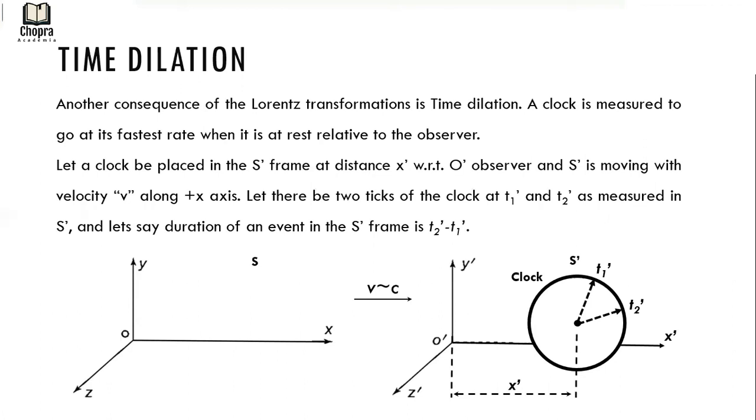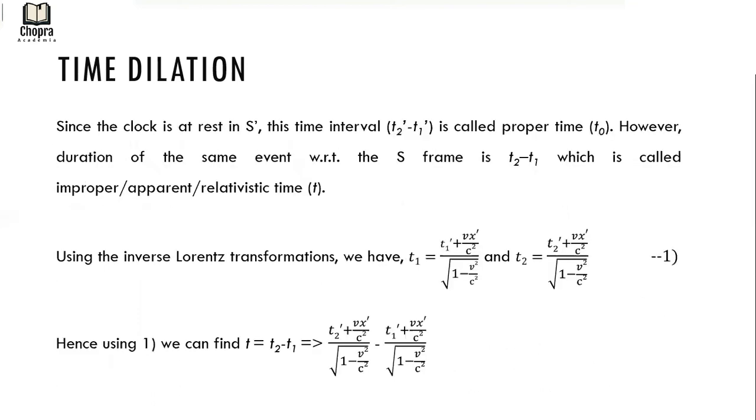Now in this case I am considering two ticks of the clock T1 dash and T2 dash as measured in S dash, and let's say the duration of an event in the S dash frame is given as T2 dash minus T1 dash. So this is just the difference between these two events. Again V is almost of the order of C. So now since the clock is at rest in S dash frame, this time interval T2 dash minus T1 dash is called proper time.